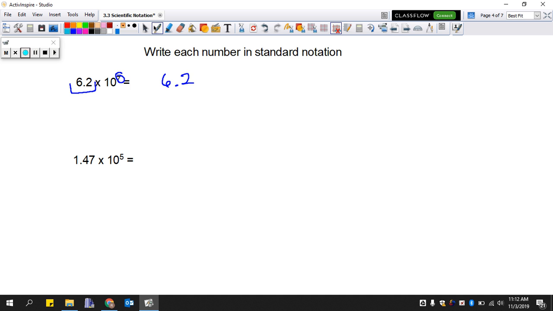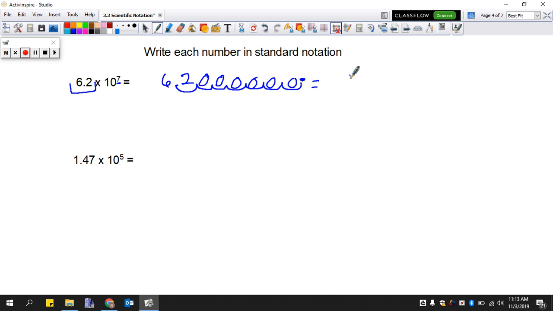So we're going to go 1, 2, 3, 4, 5, 6, 7. Our decimal point is going to end up all the way down here, and we have to put in zeros as our place value holders. So we put in a 0 everywhere that there is a jump. So this would be 6, 2, and then 0, 1, 2, 3, 4, 5, 6.